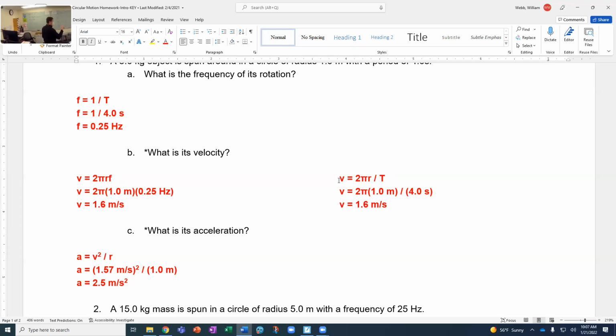But hopefully you can predict, like College Board might ask about what's the tension in the string, and then you would need the mass for that. But you just don't need it for what they've asked here. So any questions on number 1?